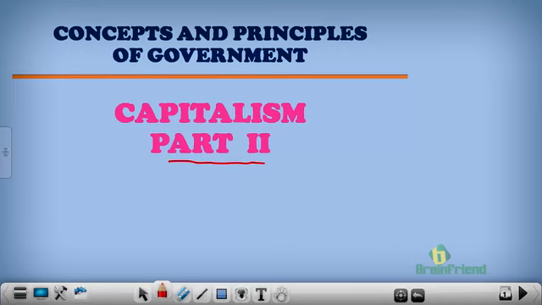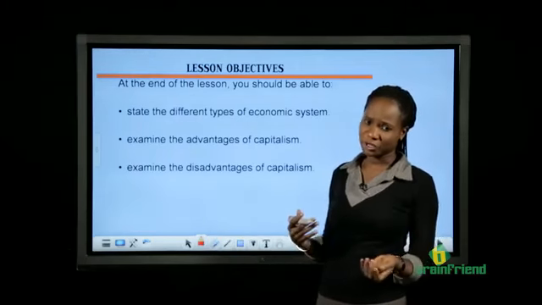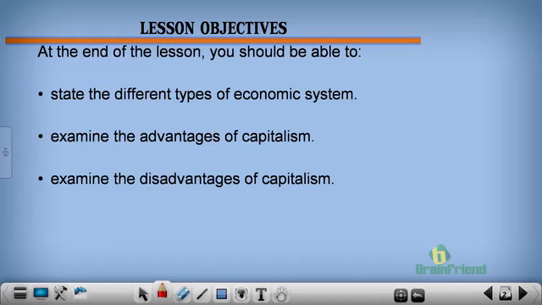Today we'll be looking at the theme, concepts and principles of government, and we'll be considering the topic, Capitalism, Part 2. We'll be taking a little time to look at some things we had looked at in our previous class, the definition of capitalism, economic system, and even the features of capitalism. And so I expect that by now you should know most of them, and as such, you should be able to state the different types of economic system, examine the advantages of capitalism, and also examine the disadvantages of capitalism at the end of this class.